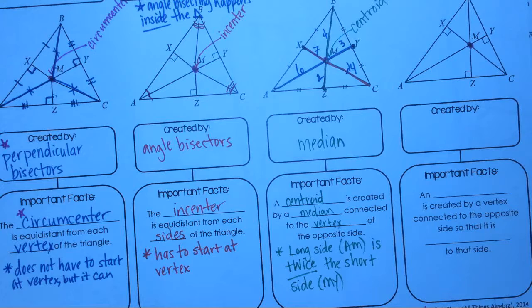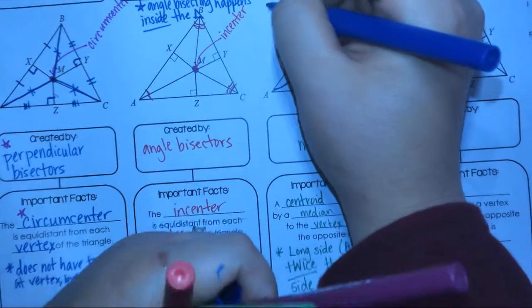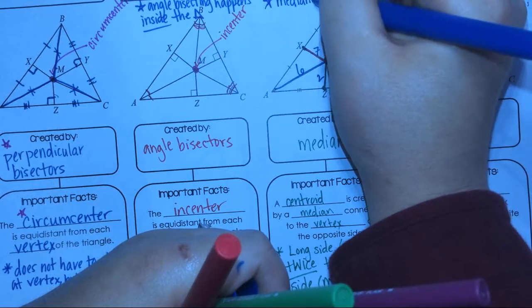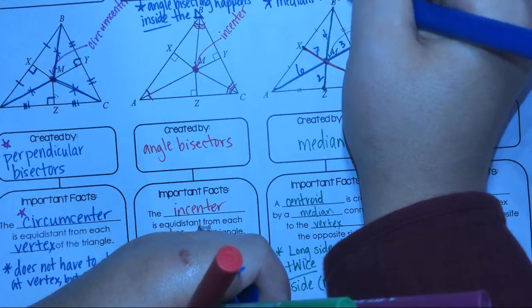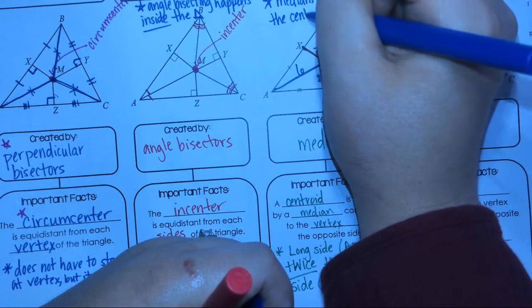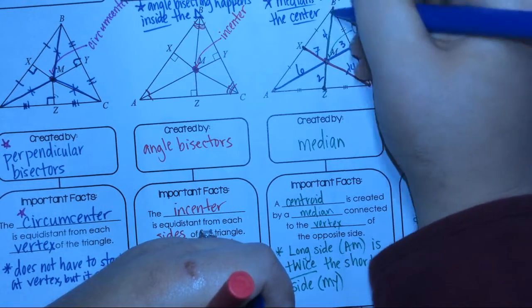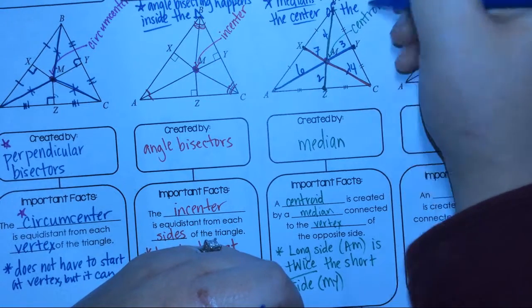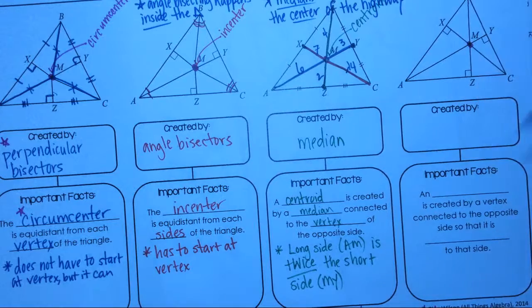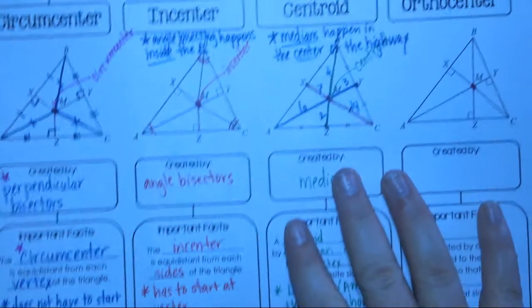Okay, and my little cheat way to remember it is that medians happen in the center of the highway. So I'm trying to remember that centroid and median go together. So I say medians happen in the center of the highway.